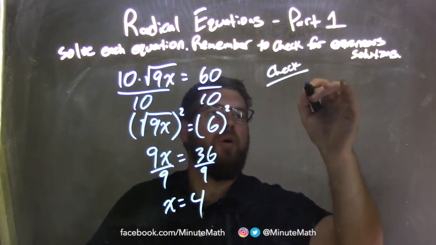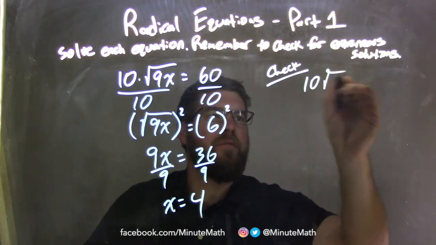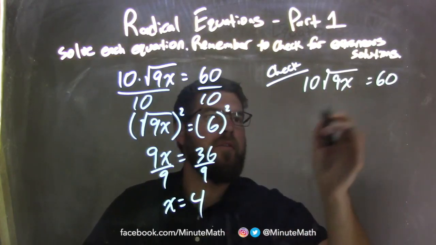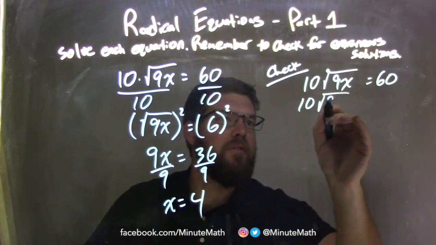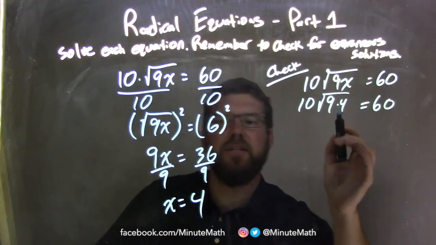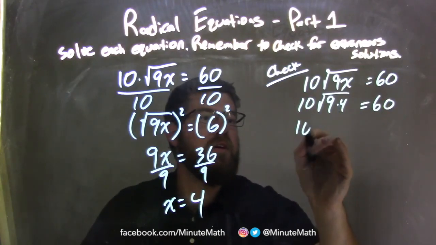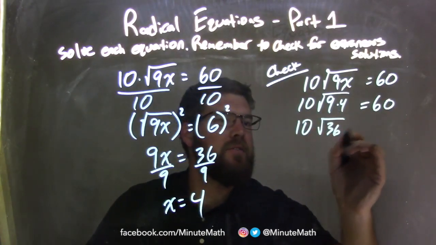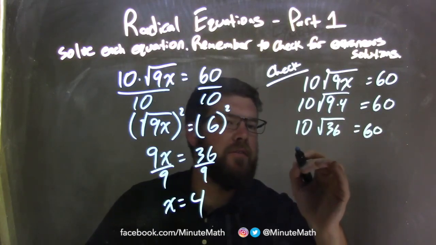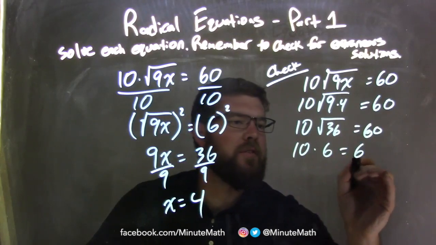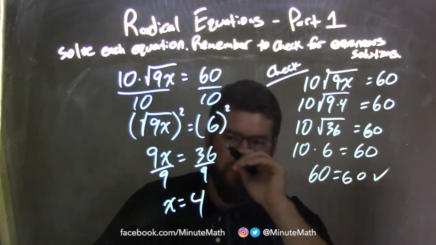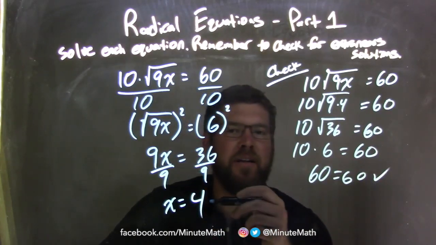Check. So I'm going to rewrite my equation: 10 times the square root of 9x equals 60. And let's plug 4 in for x. So we have 10 times the square root of 9 times 4 equals 60. Well, 9 times 4 is 36, so 10 times the square root of 36 equals 60. Then the square root of 36 is 6, so I have 10 times 6 equals 60. 10 times 6 is 60. So my left and right are equal. Fantastic. X equals 4 is my final answer now. It's confirmed.